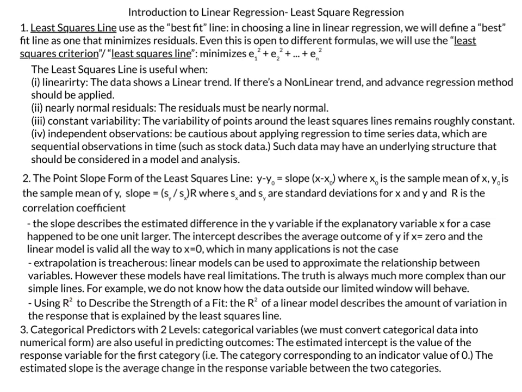We also talked about using r-squared to describe the strength of the fit. The r-squared of a linear model describes the amount of variation in the response that is explained by the least squares line. And finally, we looked at categorical predictors with 2 levels. So we have categorical data that's not numeric. We had to convert the categorical data somehow to numerical form. And then we could predict some outcomes, and we had an example of that.